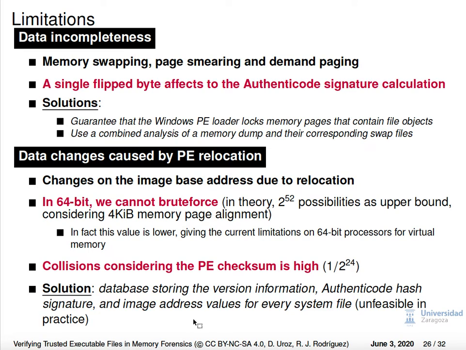We have another limitation, which is the PE relocation. These are the changes on the image base address due to the relocation. So here the solution could be to have a database storing the version information, Authenticode hash, and image address value for every system file. Of course, this could be infeasible in practice given the huge number of these files.